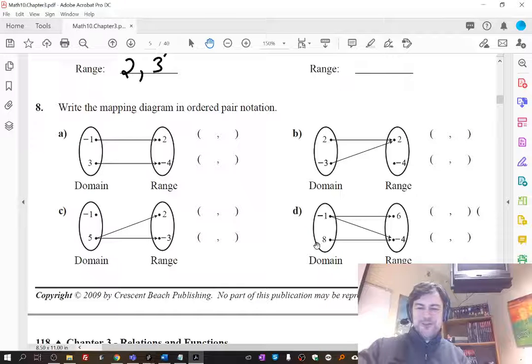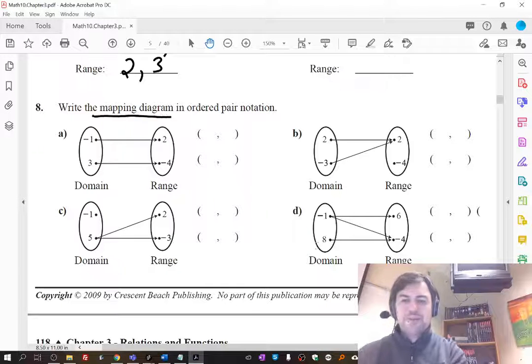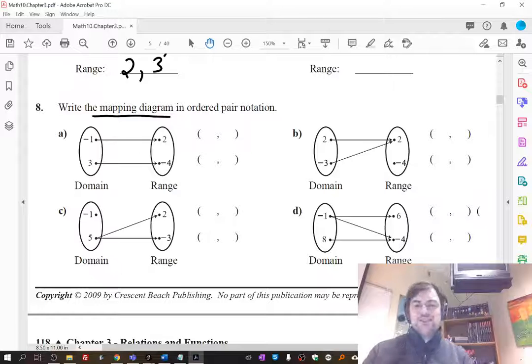Hey, Math 10. We're going to be looking at what's called mapping diagrams or mapping notation. This is another way of showing ordered pairs, another way of showing relations. It can be confusing, so I hope this explanation works really well for you.